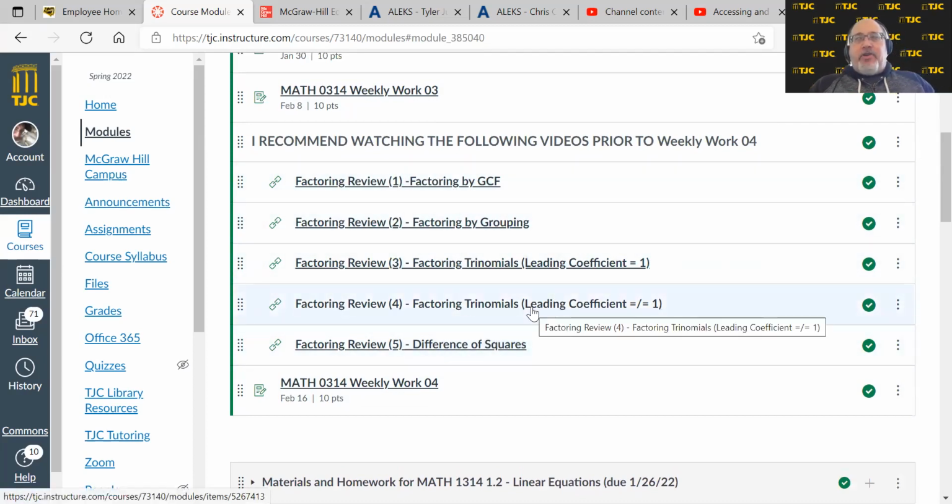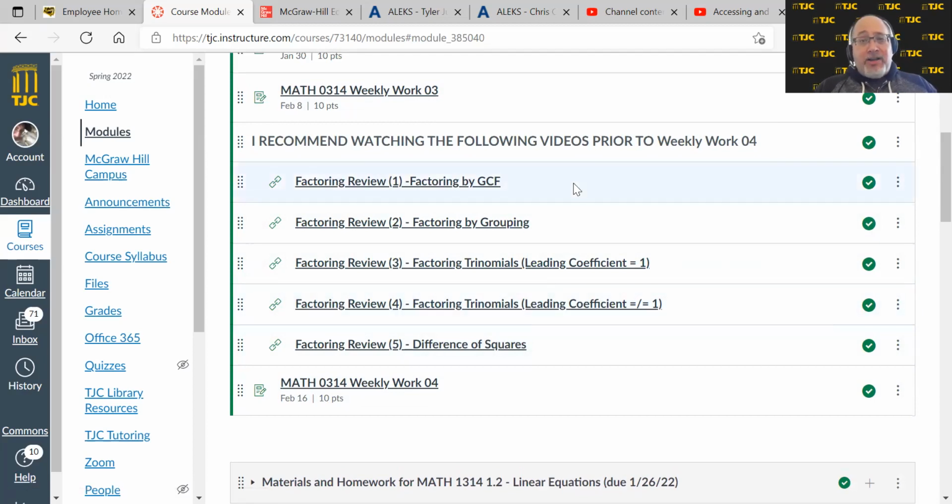If factoring is not in your wheelhouse, I strongly recommend watching them because factoring is a skill that will come up again and again in this class starting today. And it's a skill that a lot of people lack going into a college algebra class, not just a co-requisite pair, just college algebra in general. I've seen calculus students that struggle with factoring, but I would strongly recommend watching these factoring videos.